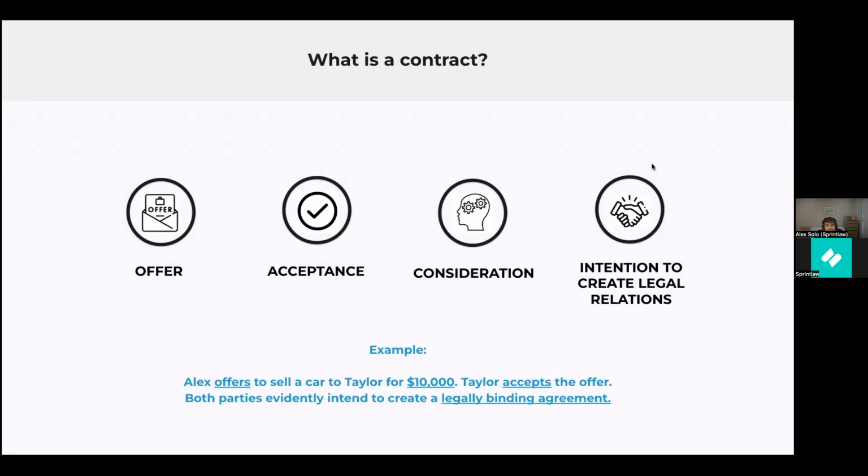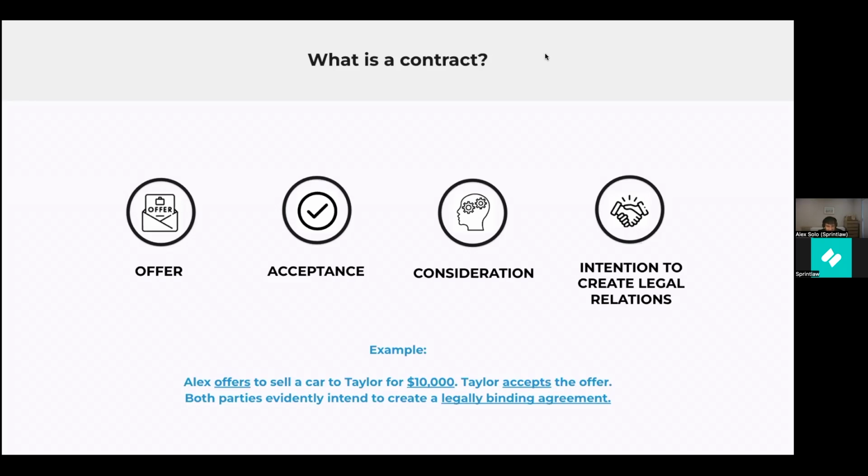And you'll notice in there is nothing that says it needs to be in writing. It is possible to have a contract that's an oral arrangement or somewhat implied in conduct, et cetera, et cetera. And there's many, many cases of that. So really, to have a legally binding contract, it's just these 4 elements. And to just bring them to life, I've got a simple example at the bottom. Alex offers to sell a car to Taylor for $10,000.